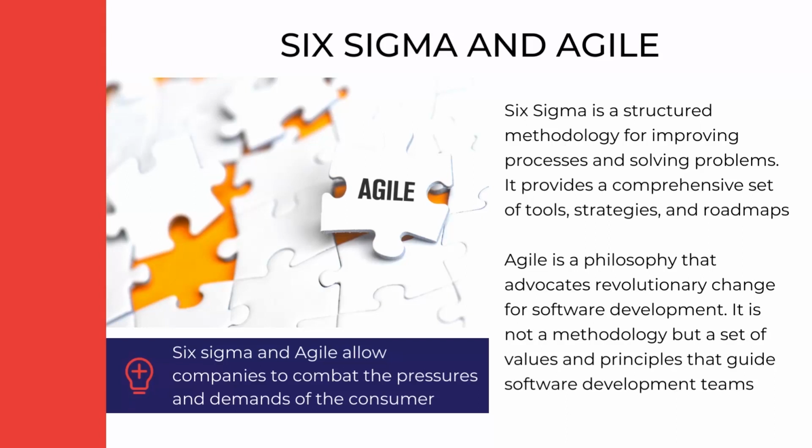Agile is a philosophy that advocates revolutionary change for software development. It is not a methodology but a set of values and principles that guide software development teams to do their work. Agile emphasizes collaboration, customer engagement, and responding to change compared to rigorous process implementation, documentation, and planning that non-agile approaches, like waterfall, are known for. Various methodologies subscribe to the principles and values of Agile. Extreme programming, Scrum, and adaptive software development are more widely applied.